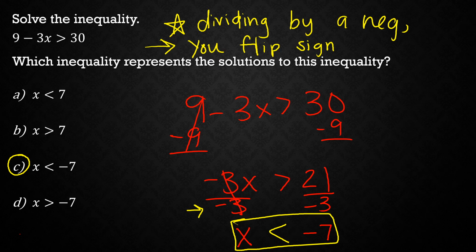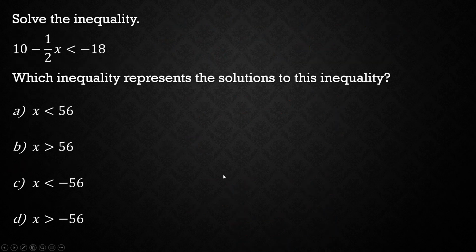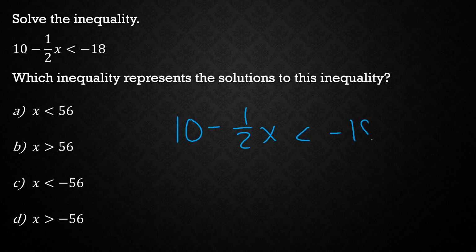So if you're doing a checkpoint and you could have sworn that you did everything correct, and maybe you marked it wrong, double check that your sign is facing the right way. Okay, so here's another one. We're going to solve this inequality. So I have 10 minus 1/2 x is less than negative 18.